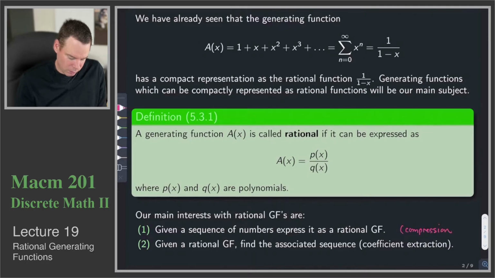So we've got a sequence. We'd like to write down the generating function with that sequence as the coefficients of the powers of x, and we'd like to be able to write it in a nice compact form, namely as a rational function. The opposite problem is, suppose we have a rational function. Can we extract the coefficients from that? So this is our coefficient extraction process. So we've got compression, taking a sequence and writing it as a compact object, namely a rational function, and given a rational function, can we extract the sequence of coefficients from it? That's called extraction.